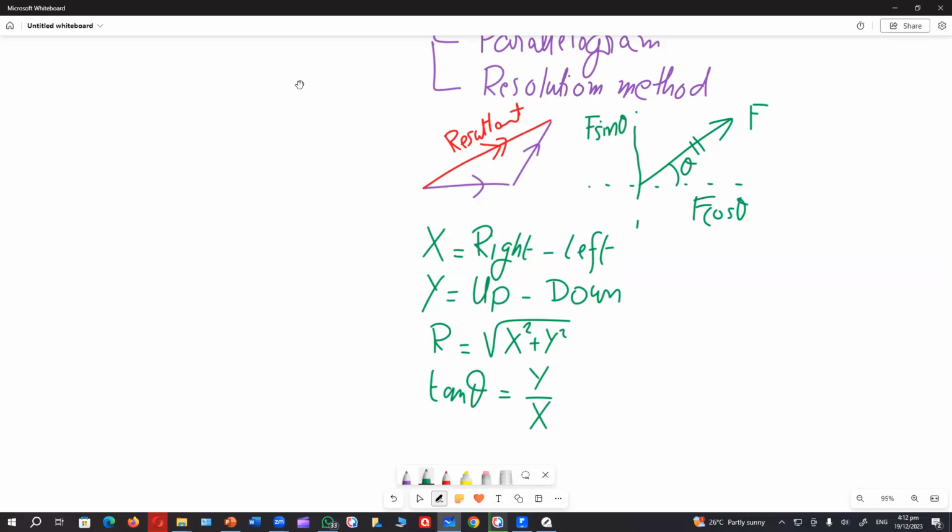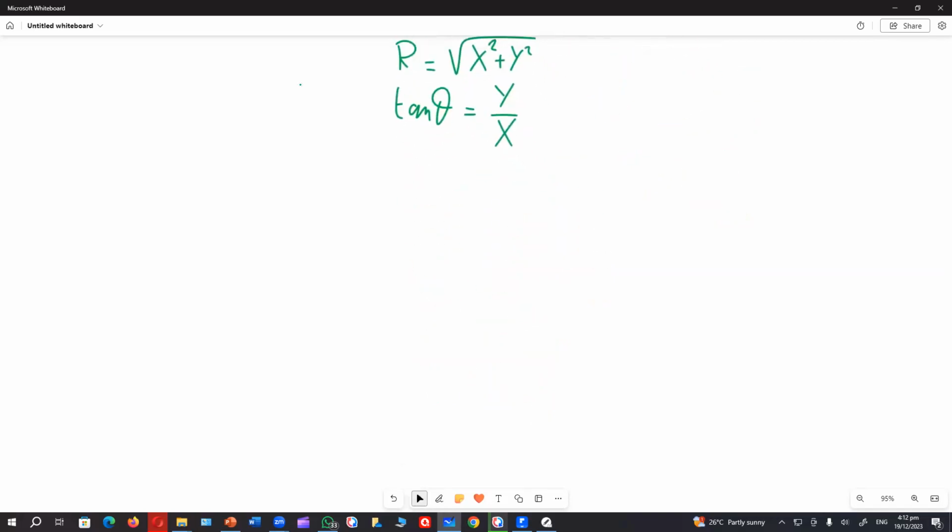This is the method for solving and finding the resultant of vectors, two vectors, maybe more than two vectors. The parallelogram method is limited to two vectors. This is called the resolution method. This was our chapter number 1, and I'm just revising important factors, important concepts of every chapter.